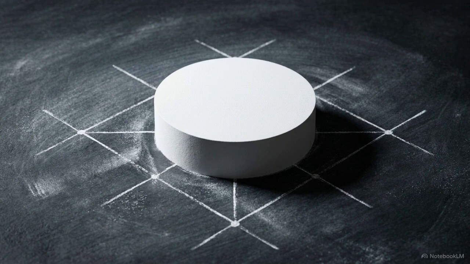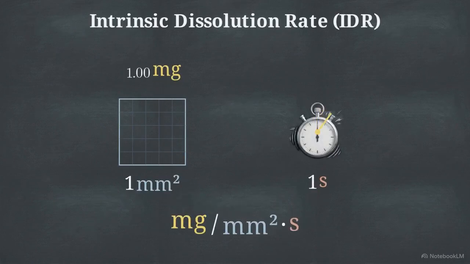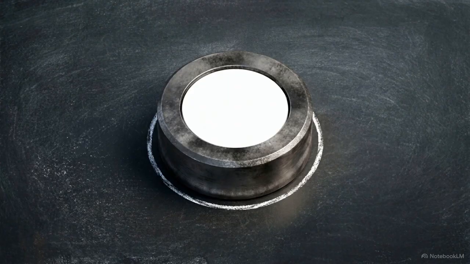We use the intrinsic dissolution rate, or IDR. IDR measures the mass transfer strictly per unit of area, typically milligrams per square millimeter per second. By locking the area variable, IDR isolates the pure chemical properties of the drug in a specific medium.